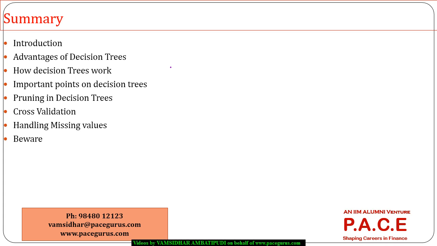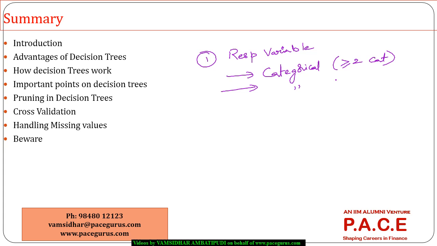So this is what I wanted to take up as part of this session. From the next sessions onwards, we are going to deal with different kinds of decision trees, where I would look at a decision tree if my response variable is categorical with more than two categories, or categorical with only two categories, binary.